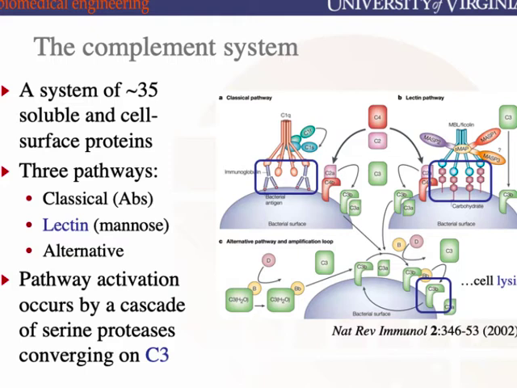Our coagulation cascade actually works almost the exact same way. It's a very large cascade of serine proteases that ultimately lead to the activation of blood clotting. Okay? All right. So we're going to gloss over a lot of this, but we want to make sure that it's understood that you have these series of serine proteases that all ultimately lead to the cleavage of this protein called C3 into C3a and C3b.